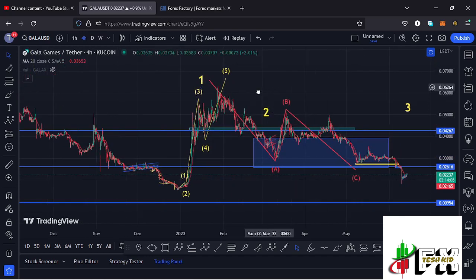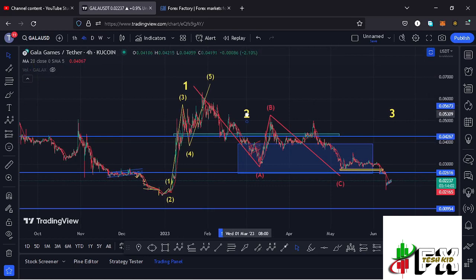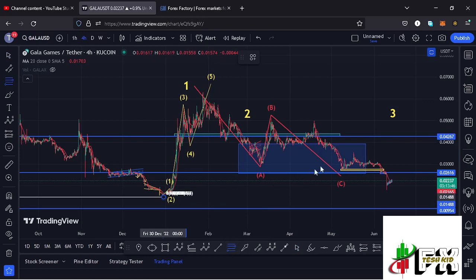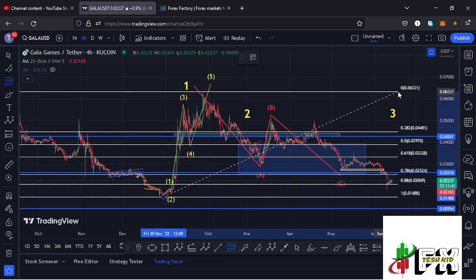Then we started a corrective structure in the formation of a larger Elliott wave count 2, where we have been breaking down in this ABC corrective structure. The minimum target areas are highlighted on the charts using this blue target area that I came up with by connecting the fibs from the low of the first wave to the high of that wave 1, giving me a minimum target area between the fib level 0.5 and the fib level 0.78, which is an area that lies between the $0.0391 mark and the $0.02524 mark.